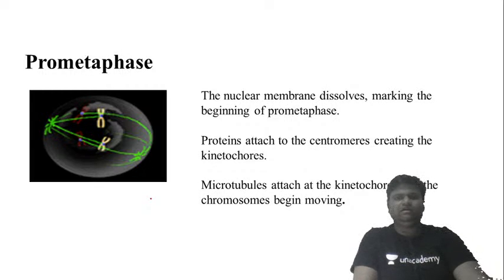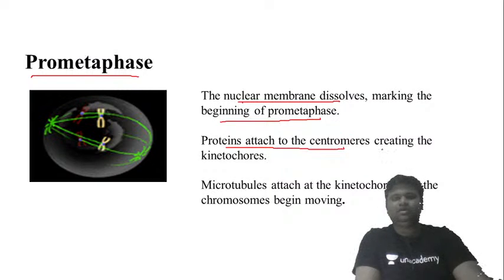Then there is pro-metaphase. In the pro-metaphase, the nuclear membrane dissolves, marking the beginning of pro-metaphase. Proteins attach to the centromeres, creating the kinetochores, and microtubules attach at the kinetochores and the chromosomes begin moving.